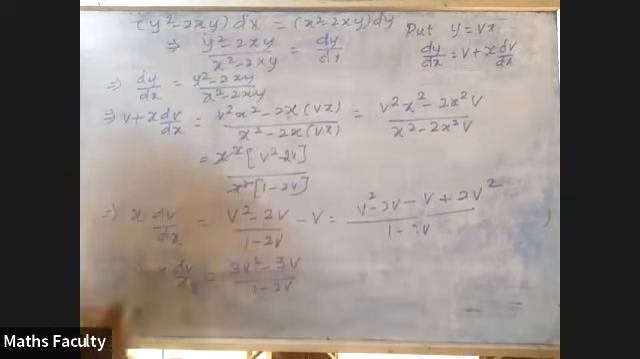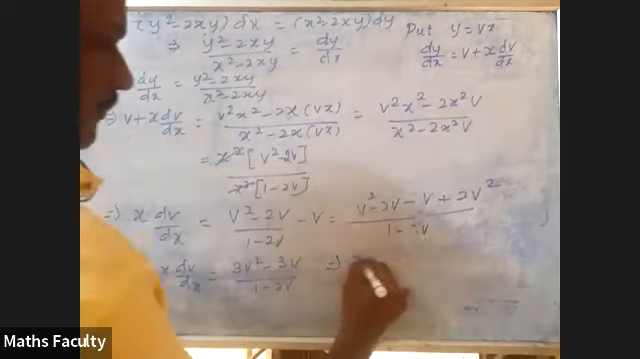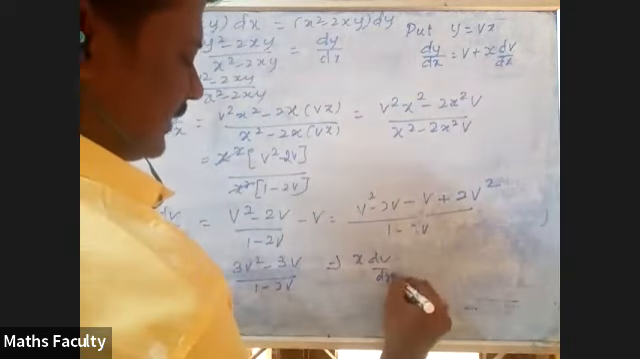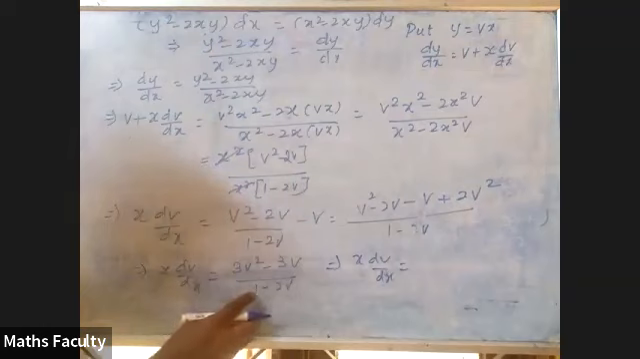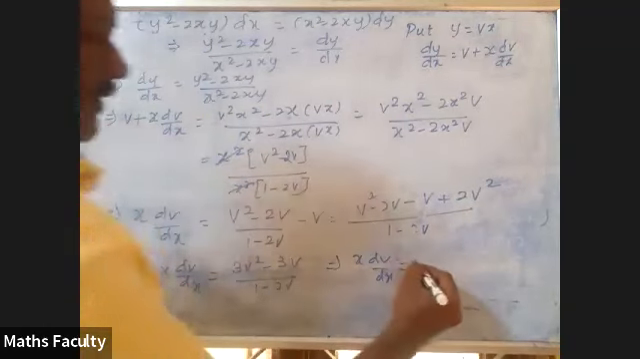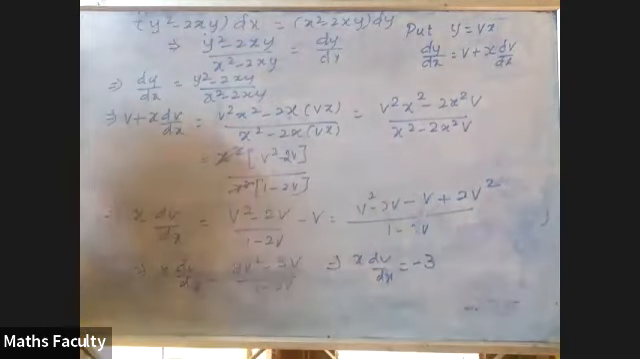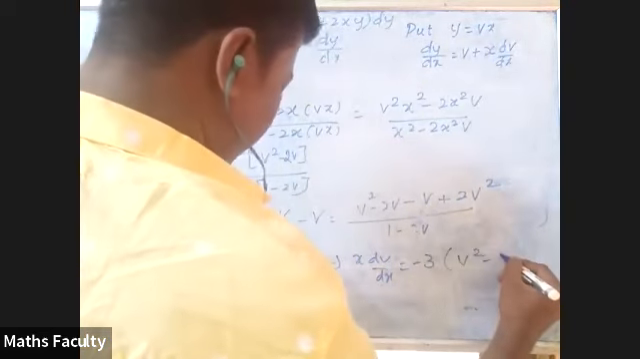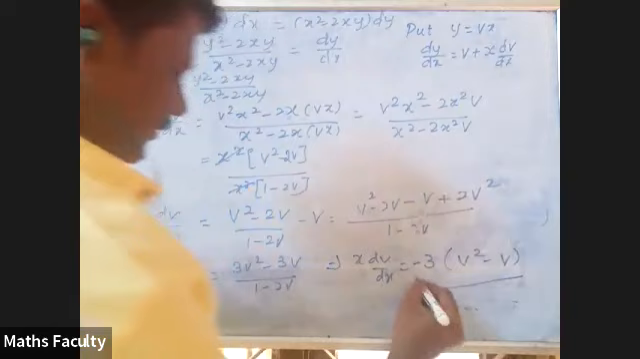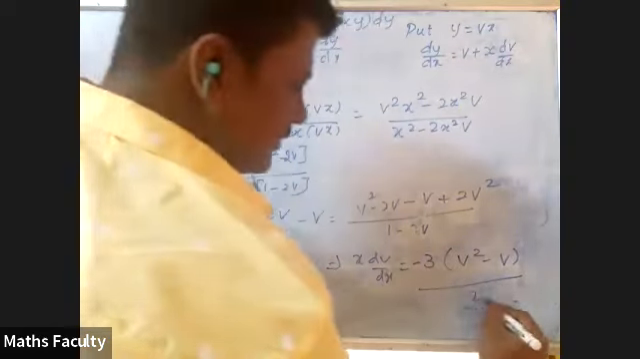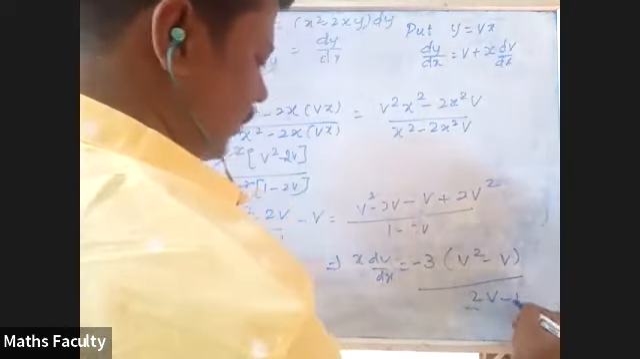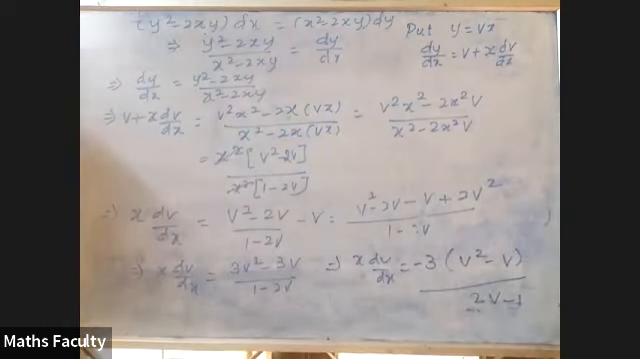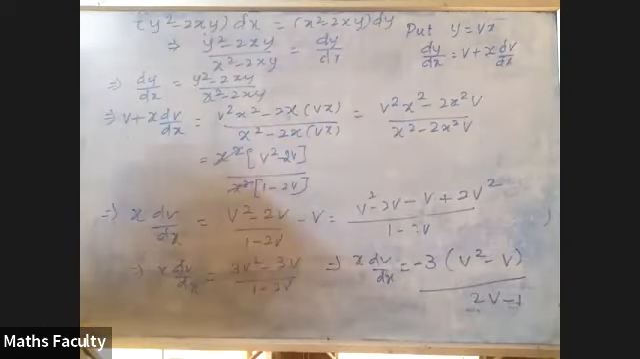Now we can take this 3 common. Okay, next step, x dv by dx. Let us take 3, and since the 1 minus 2v is there, we take minus common. So I can write this as minus 3 taken as common, v squared minus v, and below we can write this as 2v minus 1. Because the minus is taken common. I will explain in the next step, pay attention.